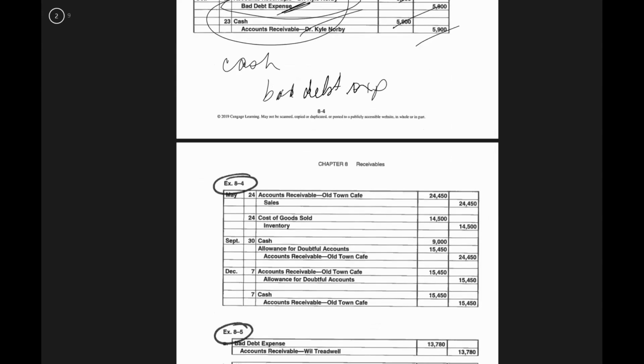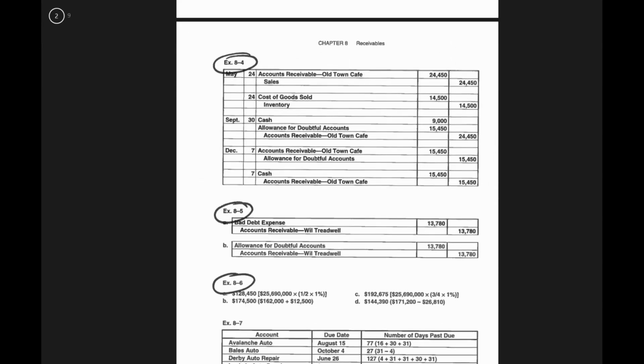The allowance method. So May 24th, sold merchandise. Again, all we're doing here is that sales and cost transaction. Nothing new. We've done that in all of our chapters. Received $9,000 and wrote the rest of it off. So knowing that we put $24,450 into AR, we got to take it out of AR. We did get cash, so we'll debit cash, and then instead of bad debts expense, we're using the allowance method. Now we debit the allowance for doubtful accounts.